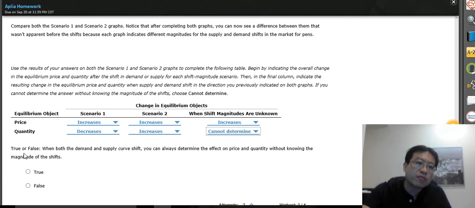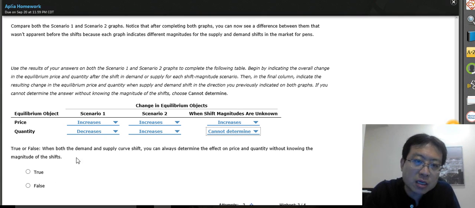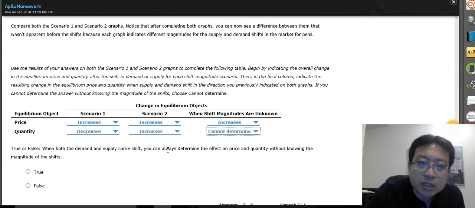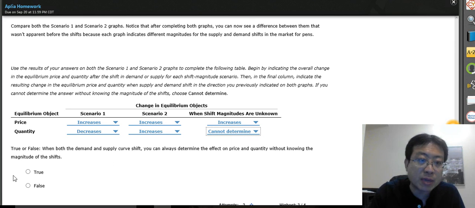And then the last part question says true or false. When both supply and demand curves shift, you can always determine the effect on price and quantity without knowing the magnitude of the shift. Well, that's false, because for price, that's fine, but for quantity over here, we need to know which one shifts more. So this statement is actually false.